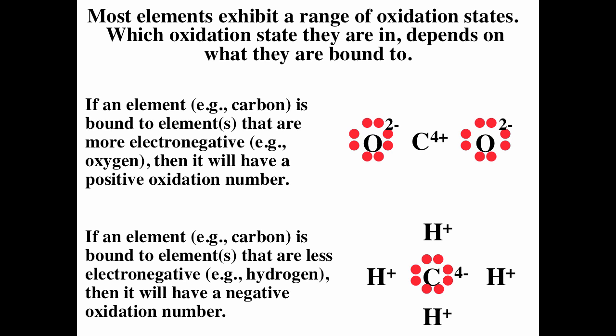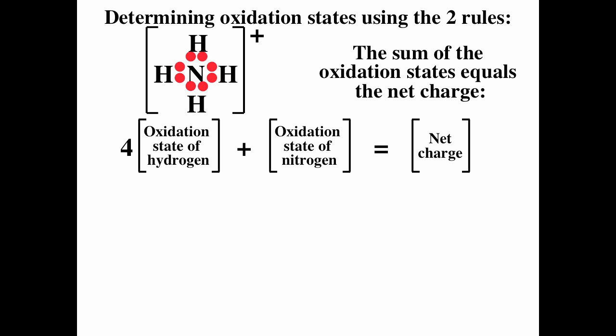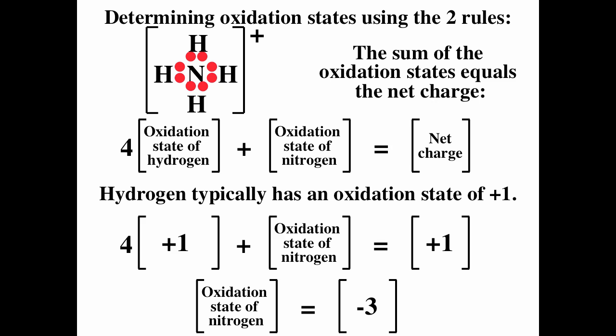If we look at another example, here we have the ammonium ion. And so again, the sum of the oxidation states equals the net charge. In this case, the net charge is +1. And so 4 times the oxidation state of the hydrogen plus the oxidation state of nitrogen equals the net charge. And so 4 times 1 plus the oxidation state of nitrogen equals +1. And so we subtract 4 from both sides, and we get that the oxidation state of nitrogen in the ammonium ion has to be -3.